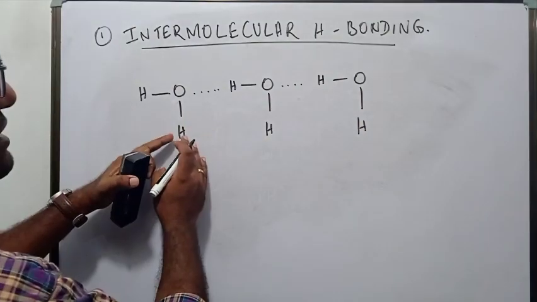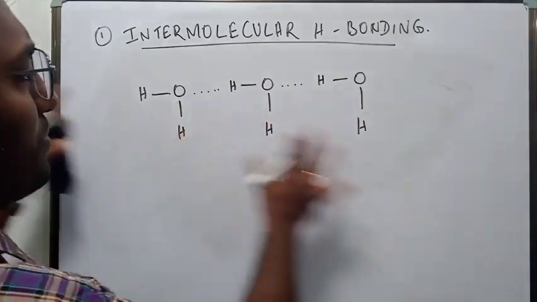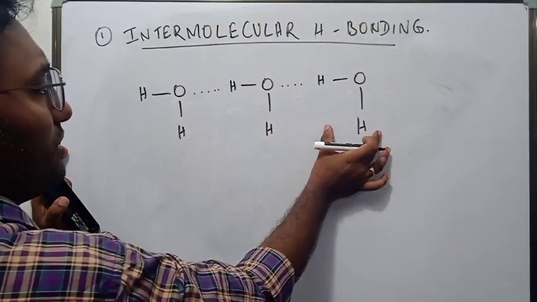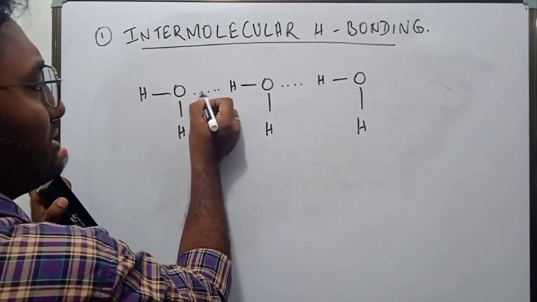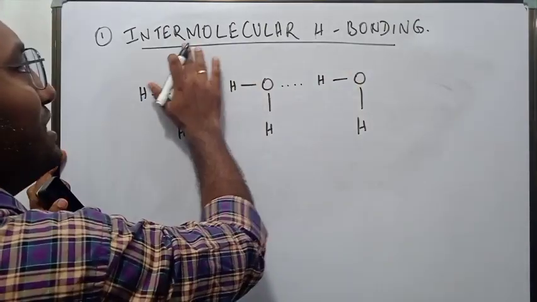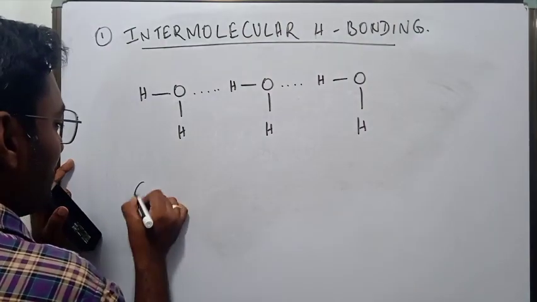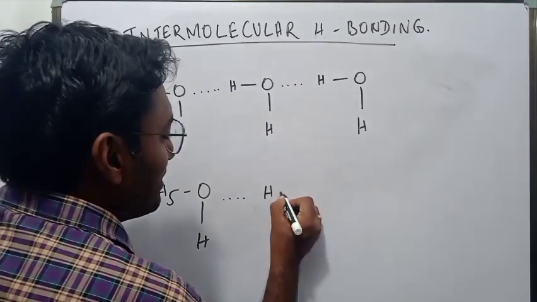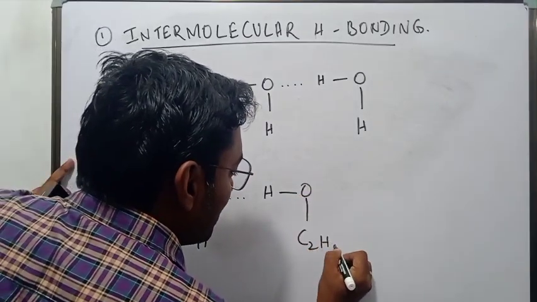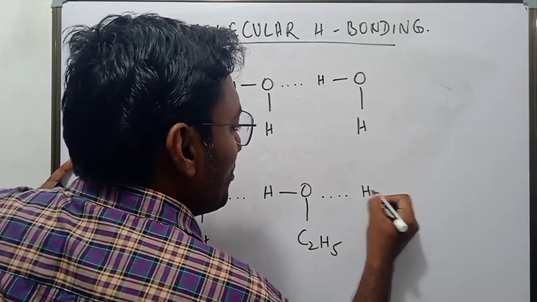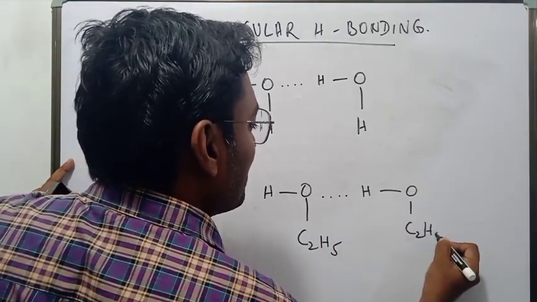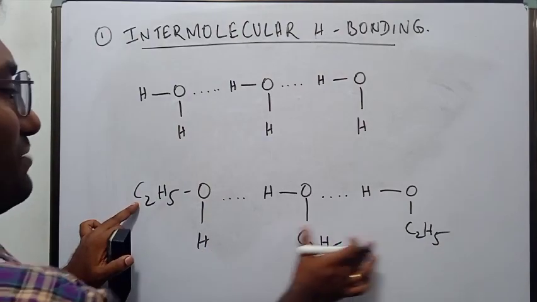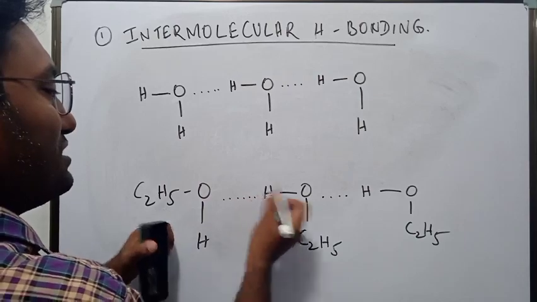Hydrogen bonding that exists between molecules of the same compound is called intermolecular hydrogen bonding. All these are water molecules, and hydrogen bonding between these molecules is referred to as intermolecular hydrogen bonding. You can see another example, ethanol. Look at this. This is also an example of intermolecular hydrogen bonding, right? Yes. Because these are all the same molecules of ethanol, hydrogen bonding between them is called intermolecular hydrogen bonding.